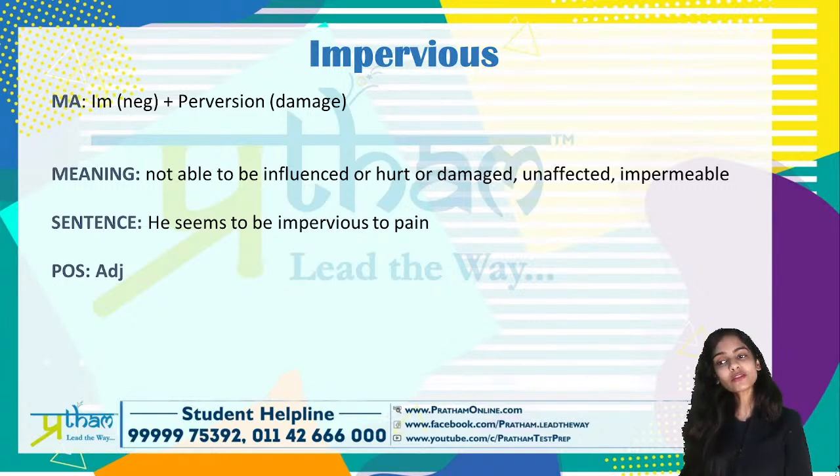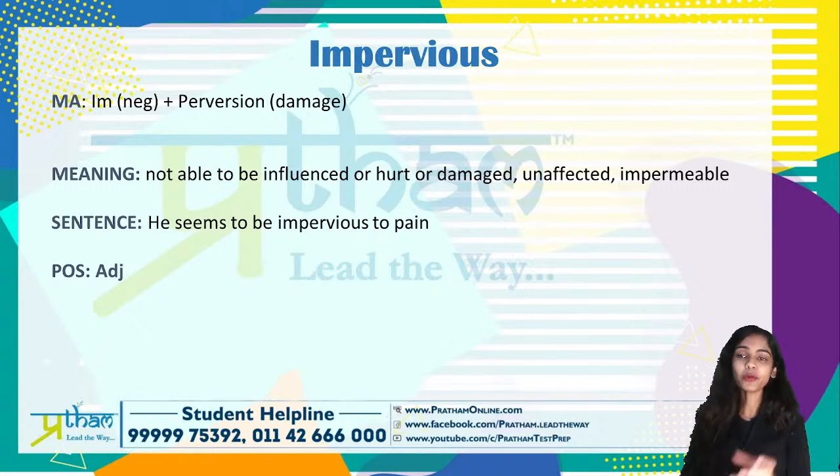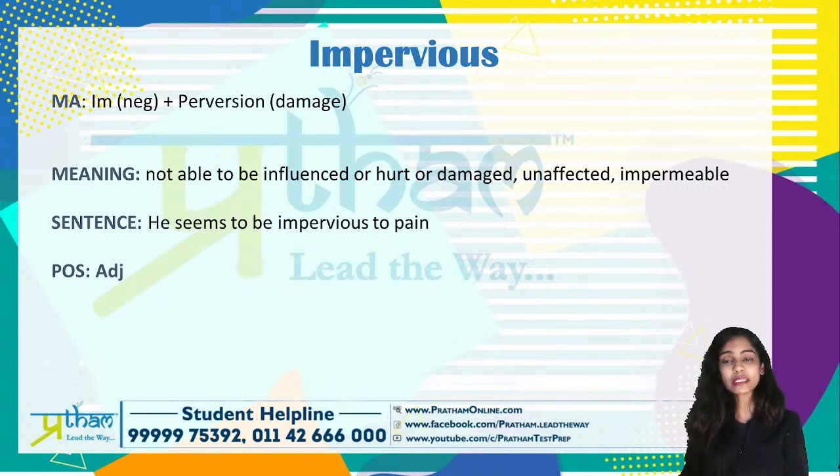So impervious is also an adjective because of OUS towards the end of the word. Also unaffected, impermeable are also adjectives. So perversion, by the way, means damage करना. तो अगर कोई चीज damage नहीं हो सकती easily, so that becomes impervious, right? So those were all the words that we were supposed to do today.